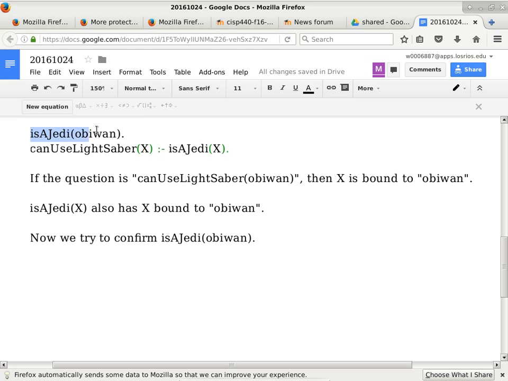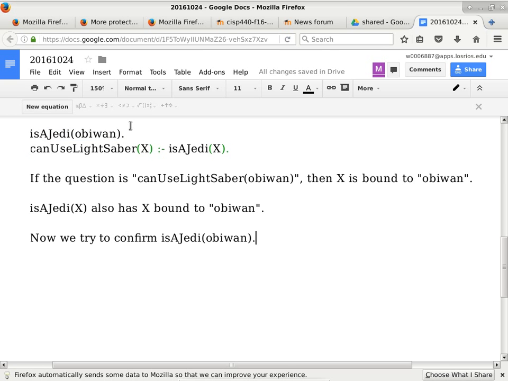And then the system will go through all the predicates and ask, can any one of these rules confirm that Obi-Wan is a Jedi? And yes, we have one confirmation here. If true, then Obi-Wan is a Jedi. That means Obi-Wan is in fact a Jedi. Is that okay? But we can ask the question in a slightly different way.